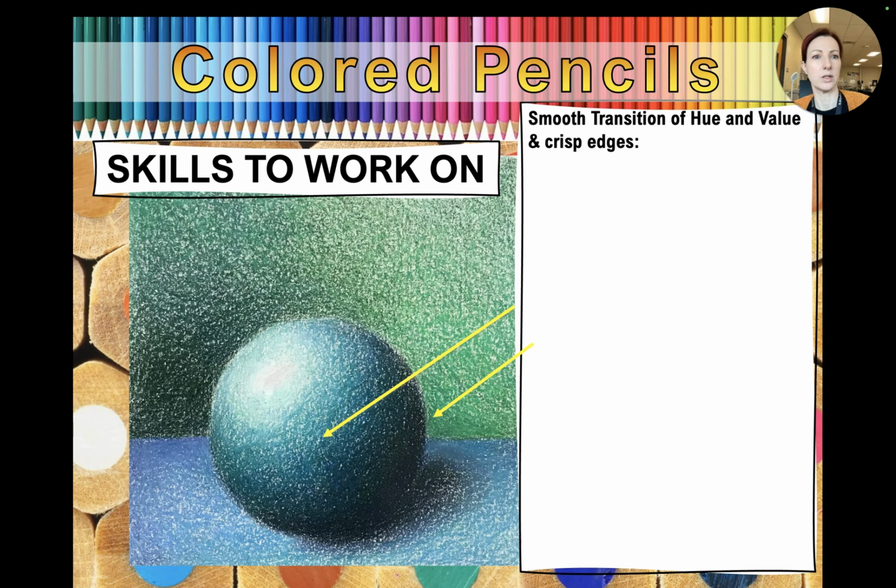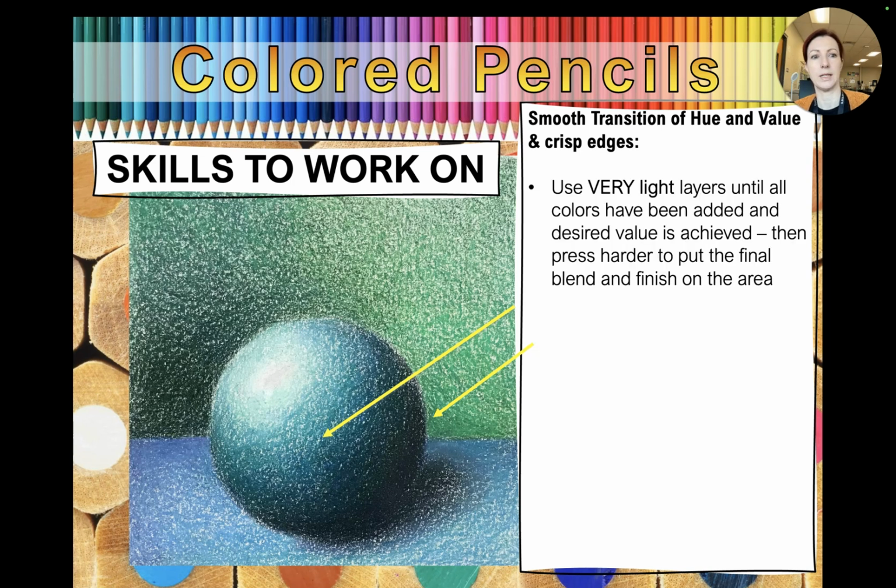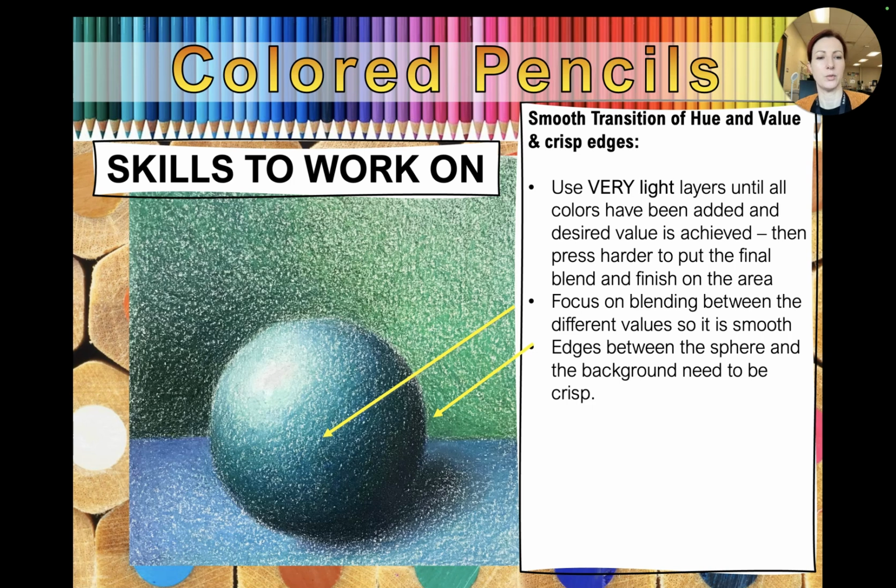So the skills that we're going to be working on are smooth transition of hue and value, and then crisp edges where appropriate. So again, light layers until all your colors have been added. And then once you've got it where you want, the last step is to press harder with that pencil and blend everything together. So you want to blend between the different values so it's smooth, and then the edges in the background are crisp. So you need to think about what is a smooth transition versus what needs a crisp, harsh edge.